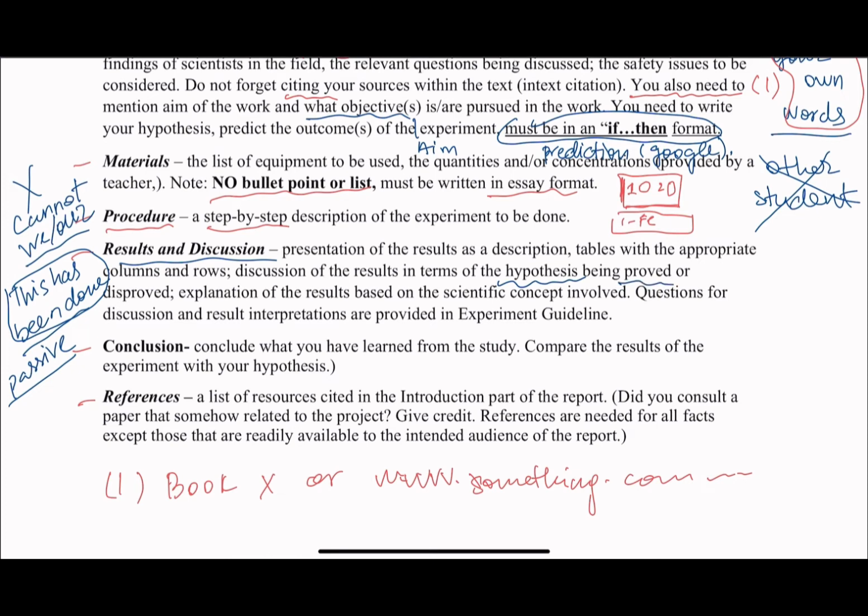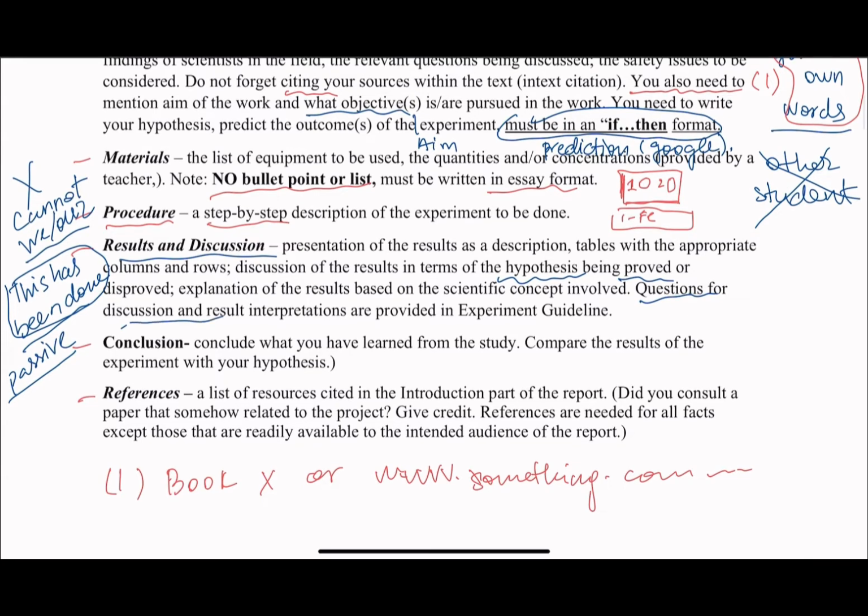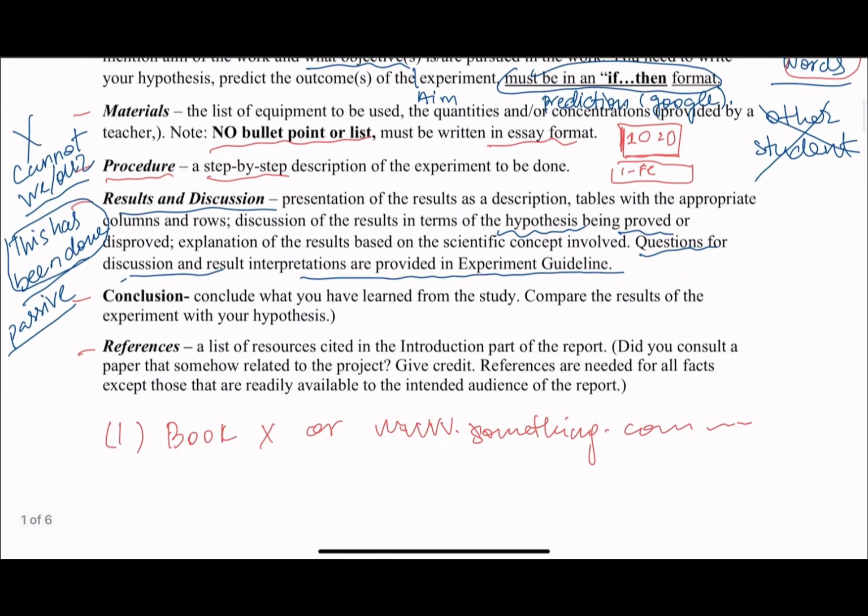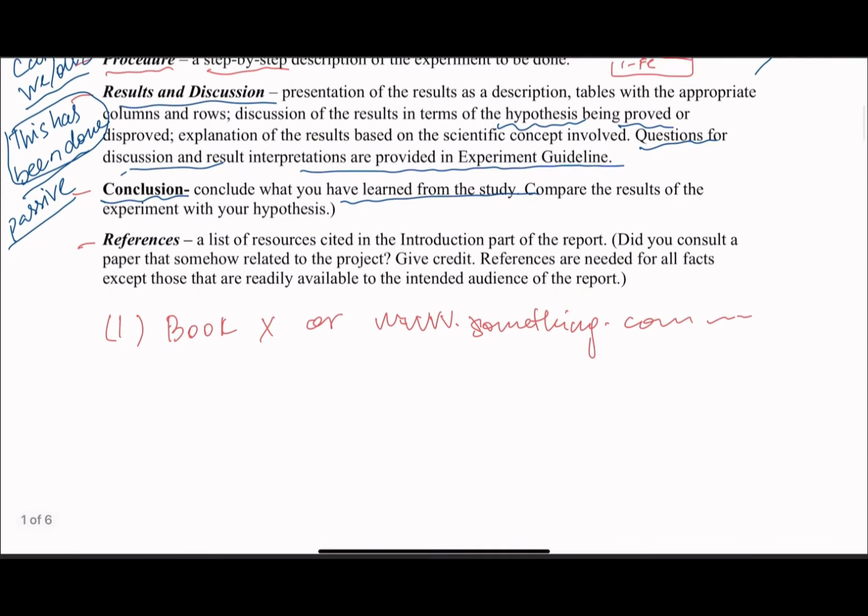Then you answer all of the questions for discussion and result interpretation that are provided in the experiment guideline. The conclusion doesn't have to be too long. You need to wrap everything up. And for references, you need to write down all of your references. For example, in the body, whatever reference you use, just put 1 or 2 in brackets, and then at the bottom you write whatever source you got it from.